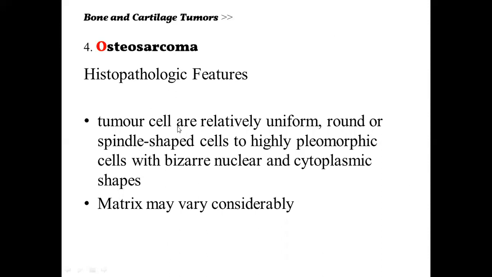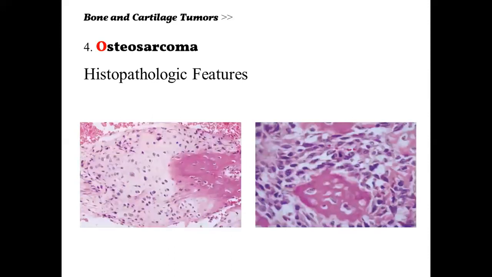Histopathologically, tumor cells are relatively uniform, round or spindle-shaped cells to highly pleomorphic cells with bizarre nuclear and cytoplasmic shapes. The matrix may vary considerably. Since it is a malignancy, we see malignant features like mitotic figures and increased nuclear cytoplasmic ratio.